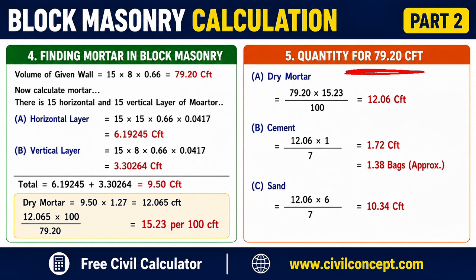So, for 79.20 cubic feet of block masonry, the required materials are 212 blocks, 12.06 cubic feet of dry mortar, 1.38 bags of cement, and 10.34 cubic feet of sand. This is how we calculate block masonry quantity and mortar requirement step by step.